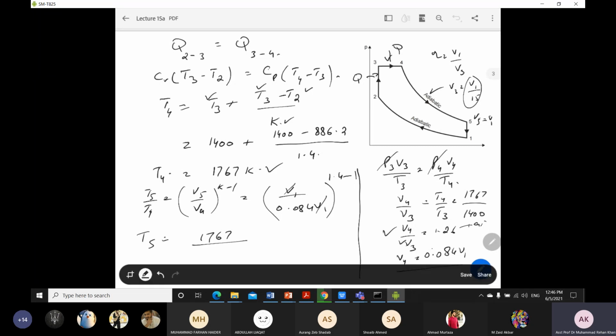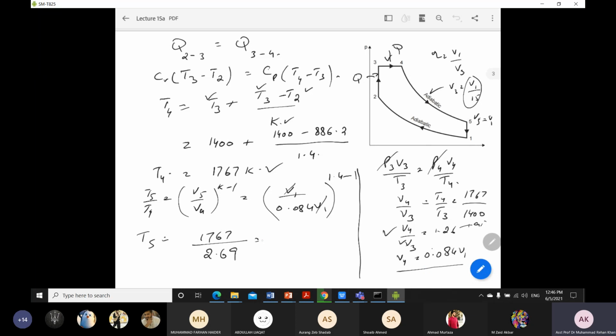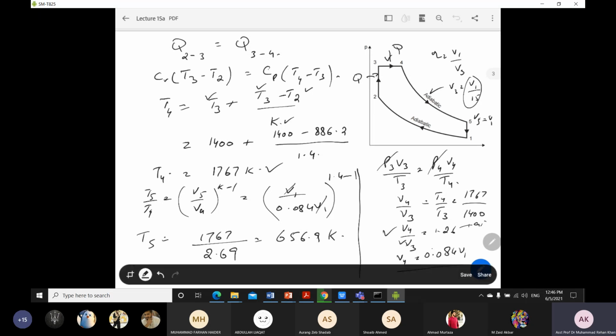And it turns out to be 2.6. And the T5 value becomes 656.9 Kelvin. Okay, so now all the values of the temperature are with us, so we can easily find the value of the thermal efficiency of the dual cycle. So you have to note it down, then we move to the next one.